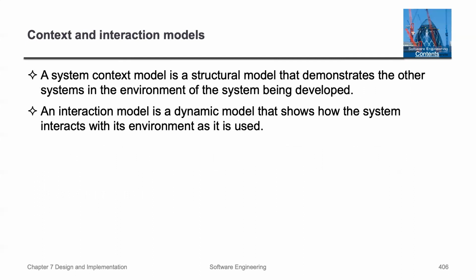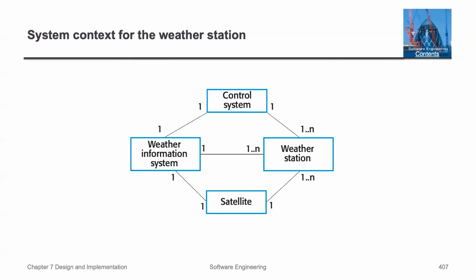So for context and interaction models, a system context model is a structured model that demonstrates the other systems in the environment of the system being developed. An interaction model is a dynamic model that shows how the system interacts with the environment in which it is used. So here's a context for the weather station. We have the weather information system, you have control, you have a satellite component, and these feed into up to N weather stations that are deployed to create this whole complement of capability for weather monitoring.